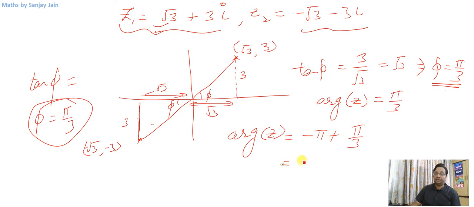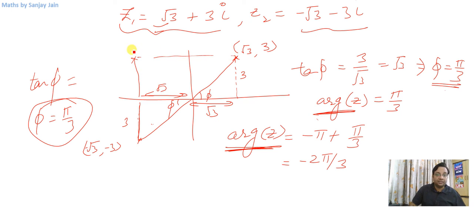So which will be minus 2 pi by 3. I want the value of argument between minus pi to pi for it to be the principal value of the argument. If we consider this position here, which is minus root 3, 3, right? For this, if I find this phi, phi will still be equal to pi by 3. Now it is in the second quadrant. For this, the principal value of argument will be pi minus pi by 3. For this it was minus pi plus pi by 3.